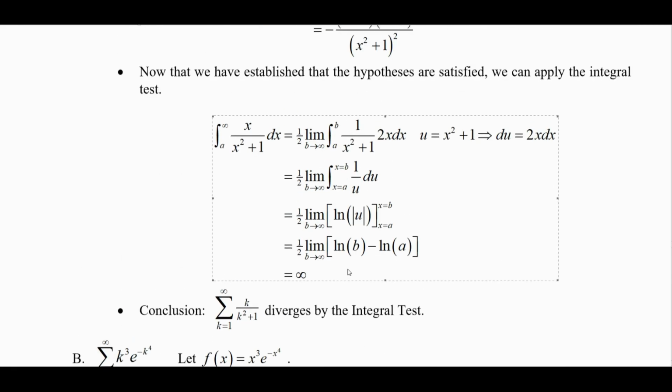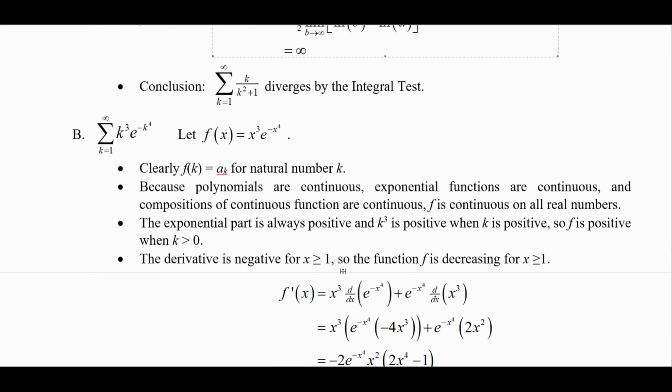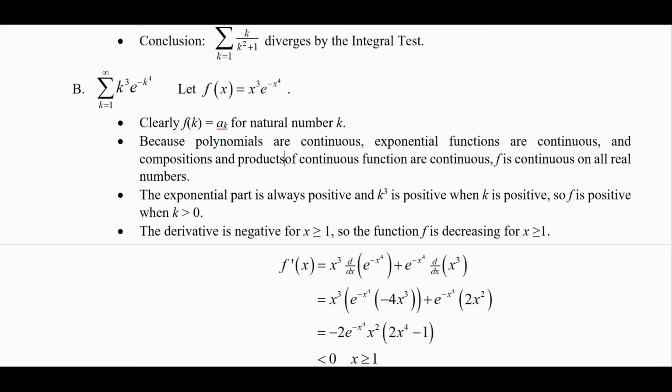All right, let's look at one more example. The sum from k equals 1 to infinity of k cubed e to the negative k to the fourth. Let f of x be x cubed times e to the negative x to the fourth. Clearly f of k equals a sub k for natural numbers k. Because polynomials are continuous, exponential functions are continuous, and compositions and products of continuous functions are continuous, f is continuous on all real numbers.